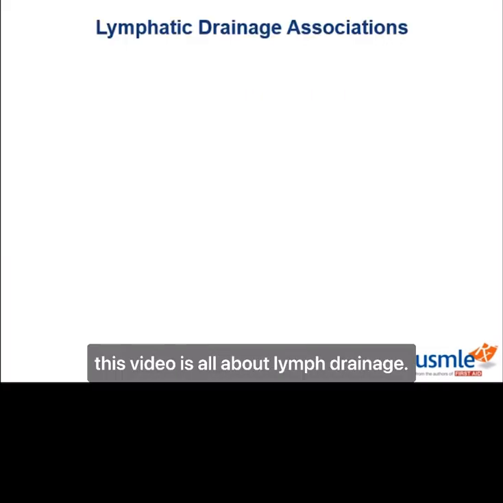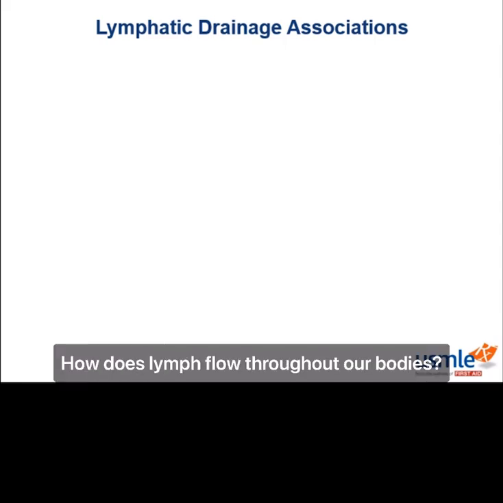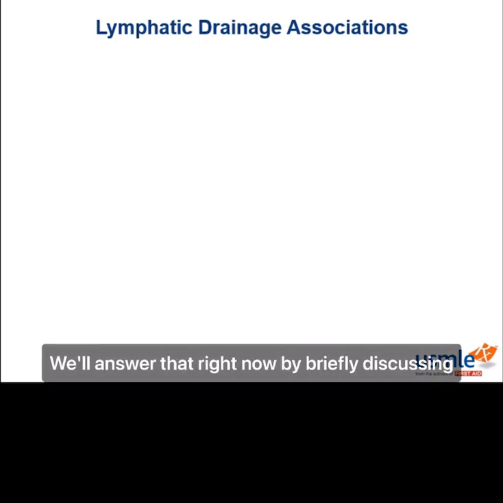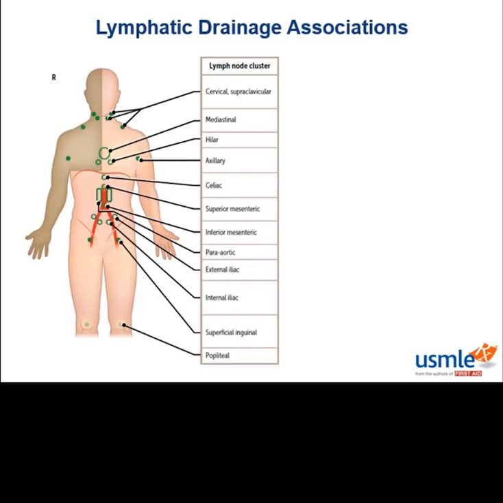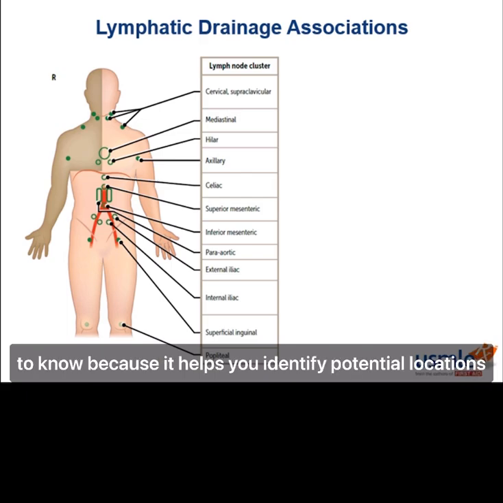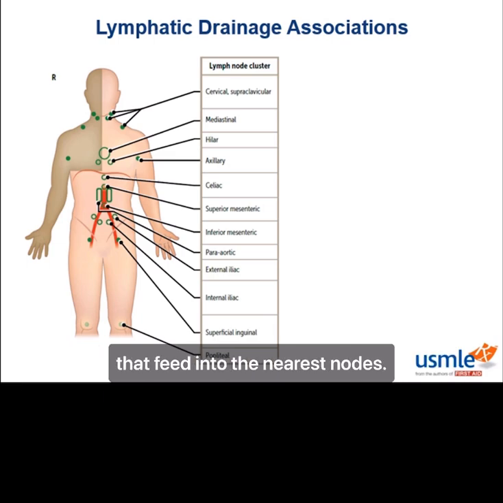Hi everyone, this video is all about lymph drainage, so let's get started. How does lymph flow throughout our bodies? We'll answer that right now by briefly discussing what parts of the body drain to which regional lymph nodes. Lymphatic drainage of different regions is important to know because it helps you identify potential locations of infections and malignancies and metastases that feed into the nearest nodes.